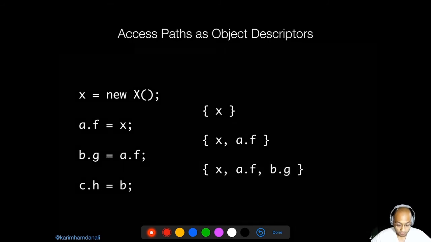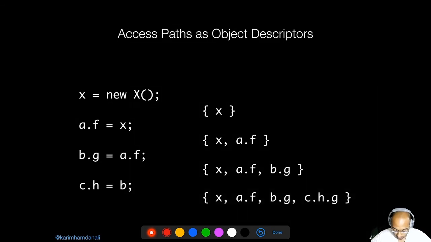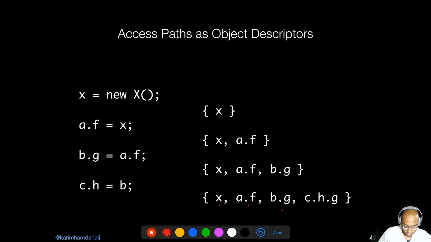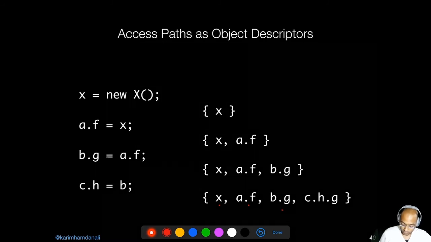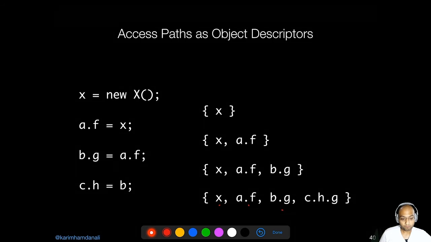And after the fourth statement, we're going to have four access paths: x, a.f, b.g from before, and then c.h.g. Because we are assigning c.h equal to b, and we already have b.g, so we're going to have c.h.g. So we're going to have four access paths there.